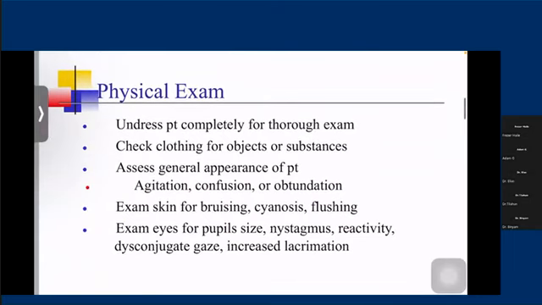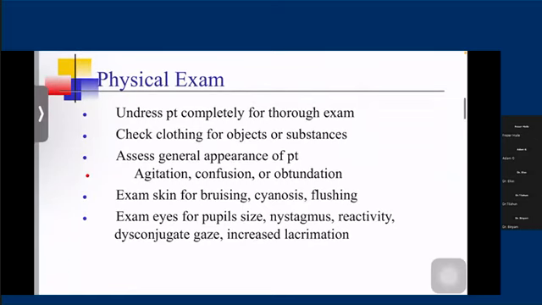Physical examination should also be done thoroughly. We need to assess the patient completely, check for any object or substance stuck to the clothes, and assess the general appearance of the patient, degree of mental status, agitation, confusion, and other conditions. A skin exam is also sometimes very important, as the patient can present with bruising, which suggests trauma, cyanosis, which can be because of carbon monoxide poisoning, flushing, and so on.